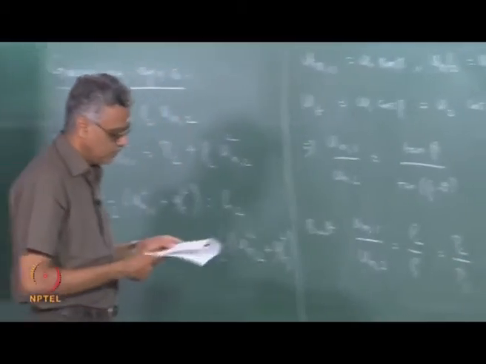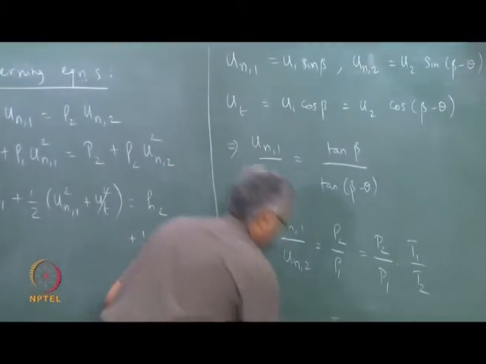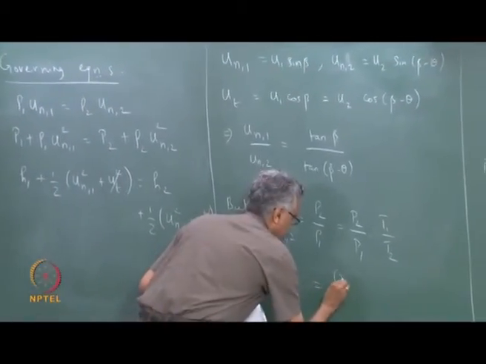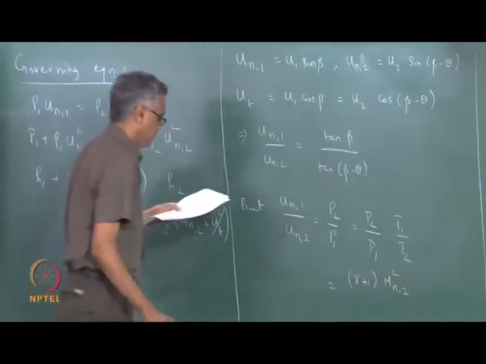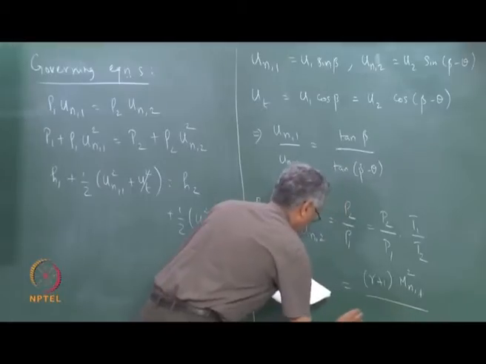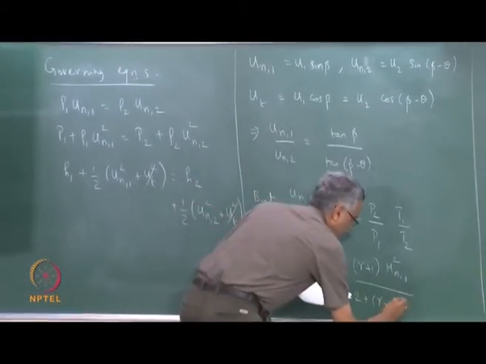So if you rewrite this, if you use those relationships from the normal shock wave, I can actually write this as gamma plus 1 times Mn1 squared divided by 2 plus gamma minus 1 times Mn1 squared.